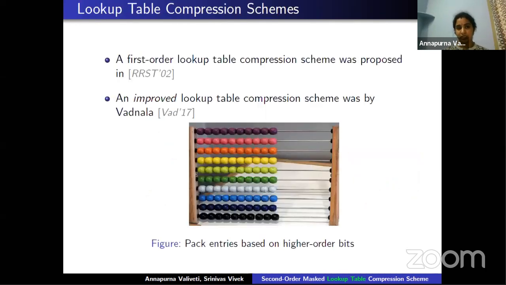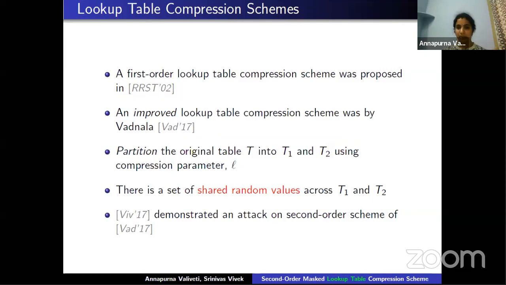In this work, we'll be focusing on optimizing the lookup table based schemes. The idea of balancing the memory and time requirements is first discussed in the form of compression by Rao et al., which is a first order scheme. Later, this idea is extended to first and second orders by Vadnala. Even the memory required is also improved. The high level idea of these compression schemes is to pack the lookup table entries based on the higher order bits. More precisely, the lookup table will be divided into 2 subtables, T1 and T2. The sizes of T1 and T2 will be decided by the compression parameter, and we'll have a set of shared random values across T1 and T2.